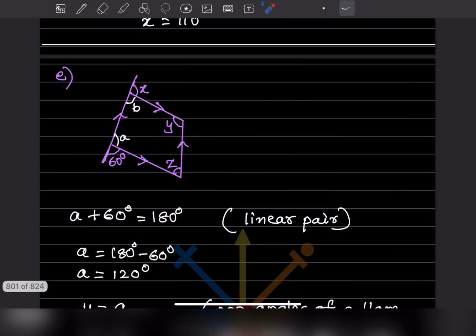Now this is the figure given again. Now we want x, y, and z. So what will you do? You can put here randomly. I just put here a and I put here b. You can put anything, or you can put a and b as you wish.